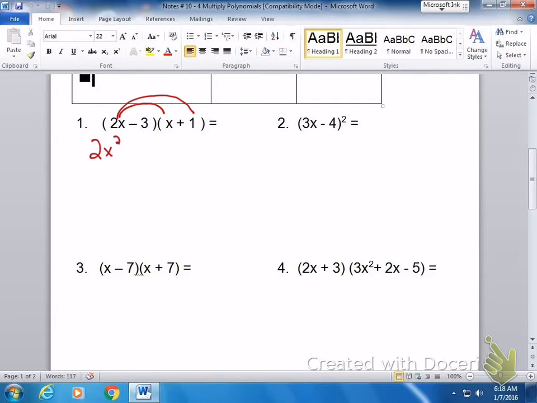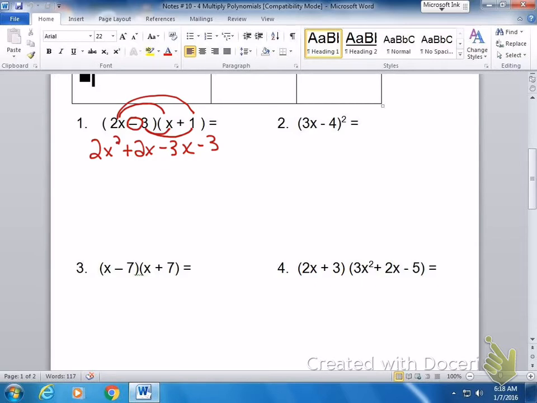Now I go to the 2x times positive 1, which just leaves me with 2x. Now I'm going to go to the other term in the first set of parentheses and distribute that. And remember to use the sign that's in front of it. So I'm distributing -3. -3 times x is -3x. And -3 times positive 1 is -3.